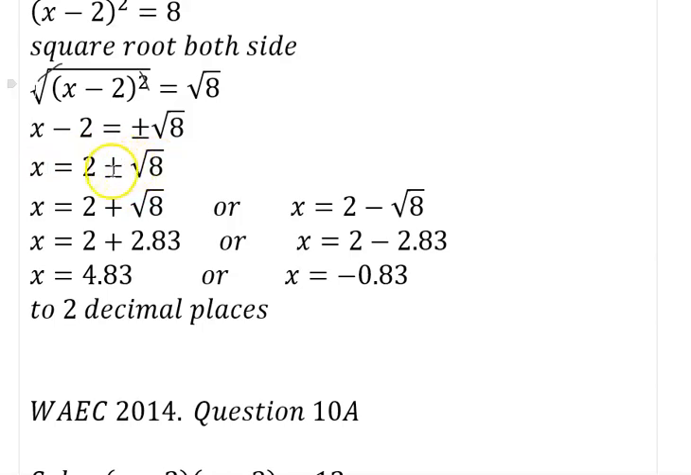Because it is plus or minus, we do plus here, we do minus here. So we now say 2 plus square root of 8 or 2 minus square root of 8. So if you punch your calculator, square root of 8 will give you what? 2.83. So we now say 2 plus 2.83 will give us what? 4.83. Or 2 minus 2.83 will give us what? Minus 0.83. Because we are asked to leave our answer in what? 2 decimal places. Awesome.